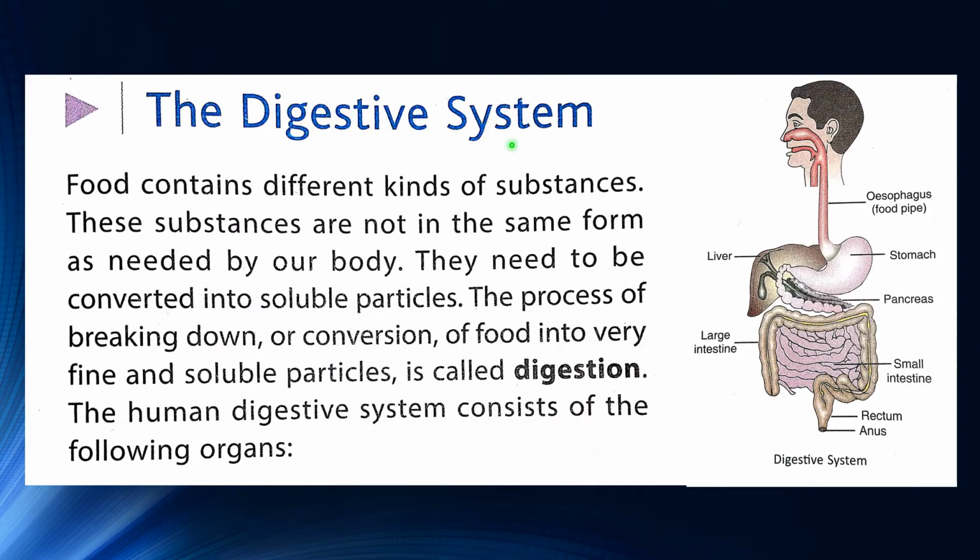The digestive system. Students, food contains different kinds of substances. These substances are not in the same form as needed by our body. They need to be converted into soluble particles. The process of breaking down or conversion of food into very fine and soluble particles is called digestion. The human digestive system consists of the following organs.